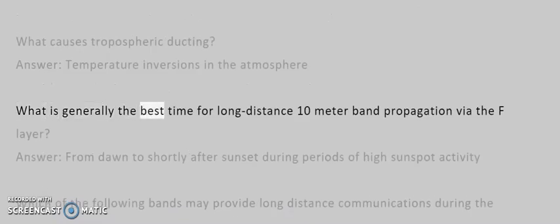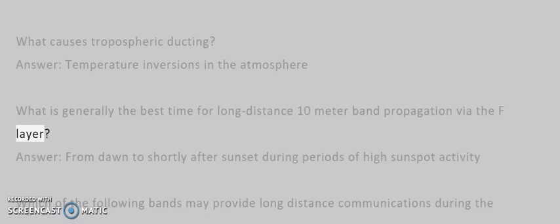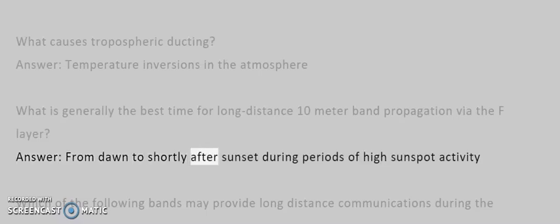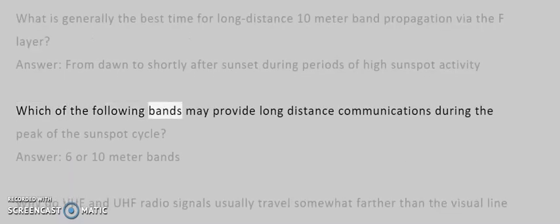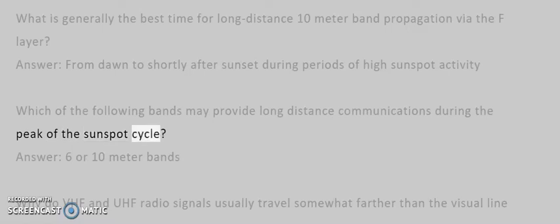What is generally the best time for long-distance 10-meter band propagation via the F layer? Answer: From dawn to shortly after sunset during periods of high sunspot activity. Which of the following bands may provide long-distance communications during the peak of the sunspot cycle? Answer: 6 or 10-meter bands.